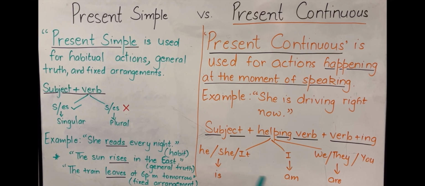We have is, am, are as helping verbs for this particular present continuous tense. Is we use for he, she, it. Am we use for I, and are we use for we, they, you. These are the three helping verbs that we use for present continuous tense. So you use simple present tense when you talk about some habitual action, fixed arrangement, or general truth, something that you always do. And we use present continuous when we are talking about something which is happening in this moment, which is happening right now.